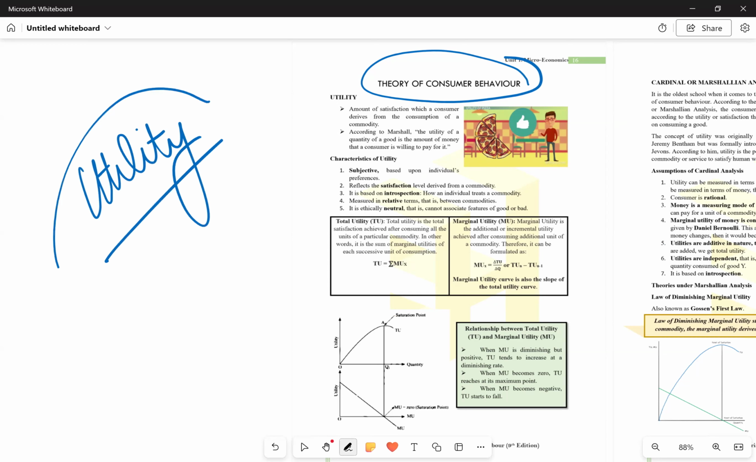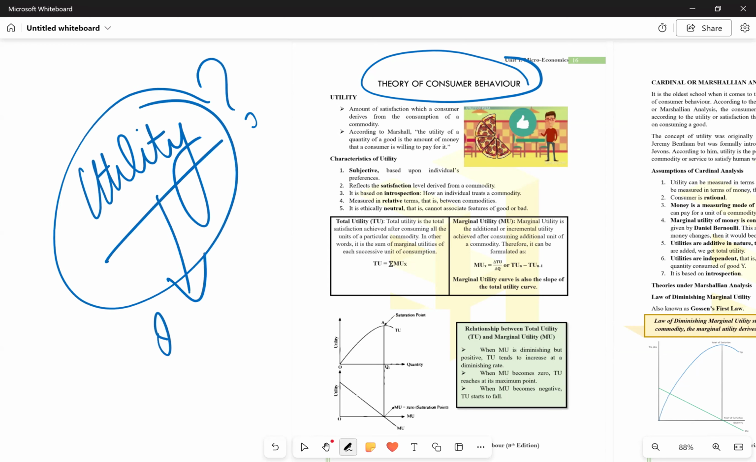But what is actually utility? Utility is the amount of satisfaction one gets out of consuming a product or a commodity. The satisfaction which one gets is the utility, right?